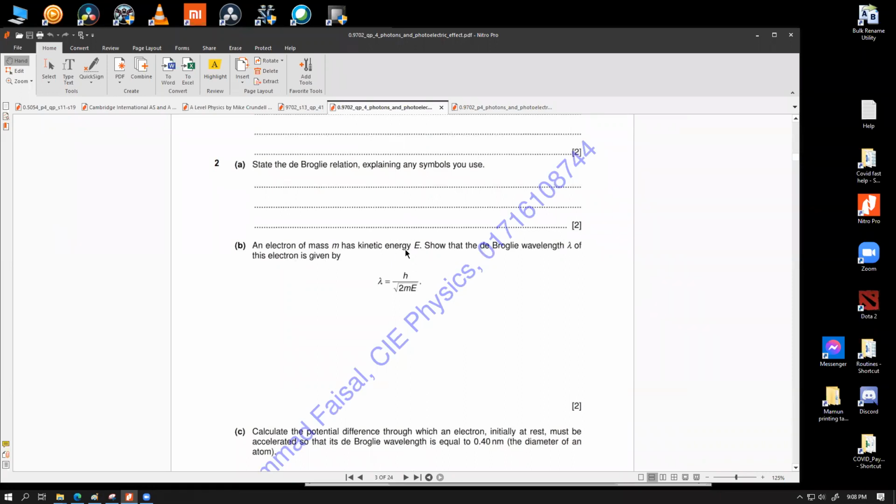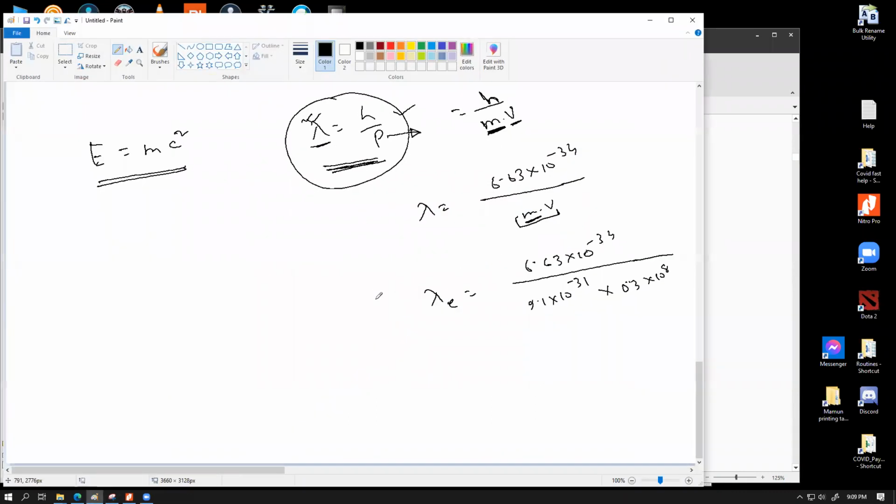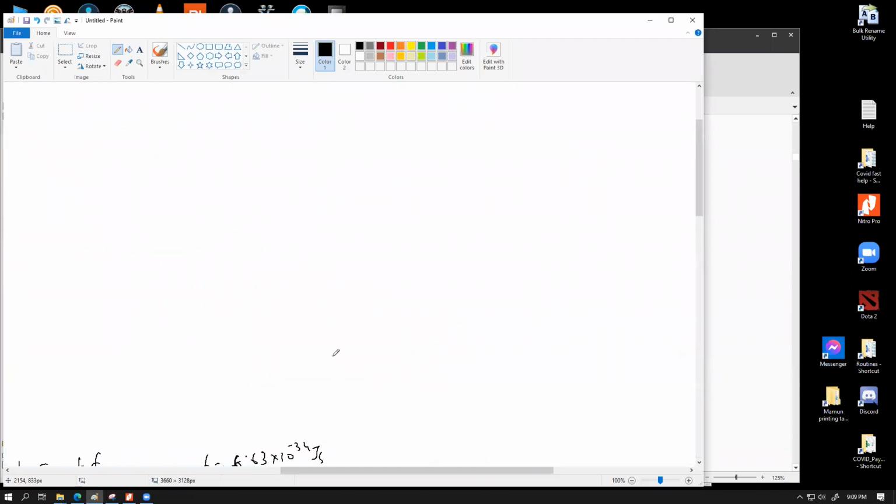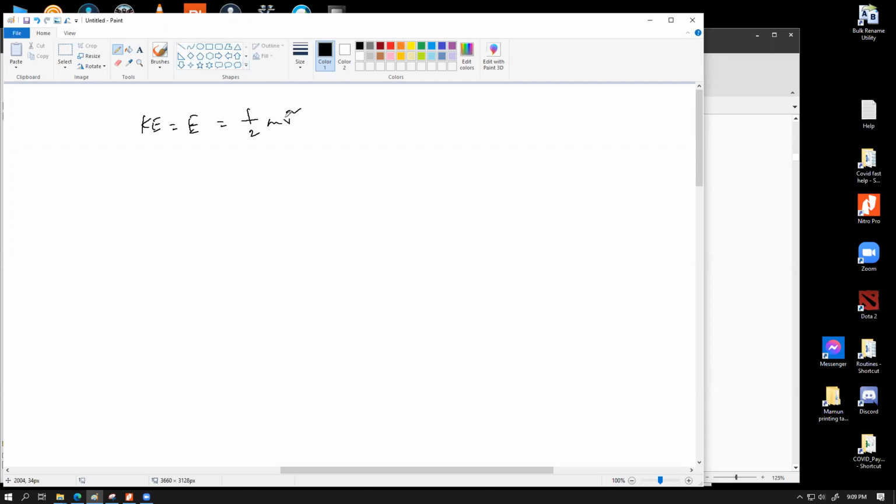An electron of mass m is given a kinetic energy E. Show that the de Broglie wavelength lambda of the electron is given by this expression. So this can be done pretty easily. Here we are basically trying to show that p equals root over 2mE, and that's easily doable. I'm going to show you this conversion. Kinetic energy, which is represented here as E, equals half mv squared. I want to express this in terms of p somehow.